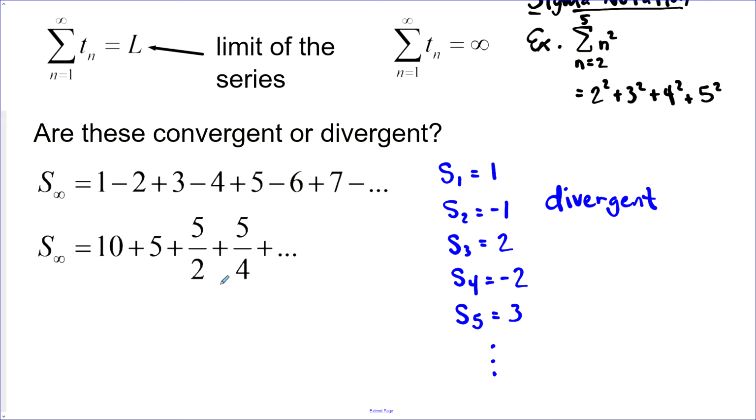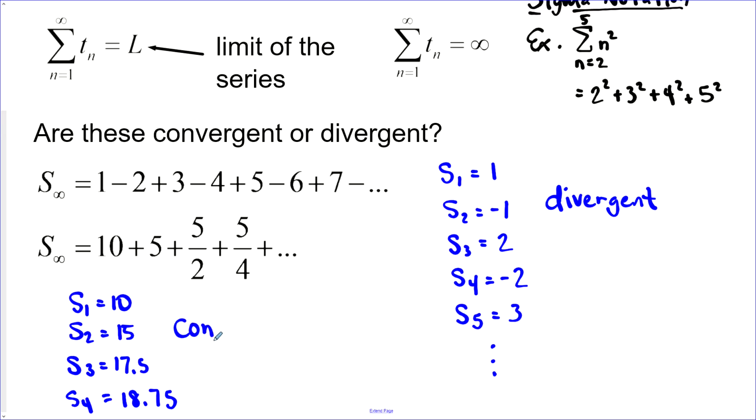Let's look at the next one. S1 would be 10, S2 would be 15, S3 would be 17.5, and S4 would be, adding this, 18.75. I think that's enough to see that although we're increasing, we're increasing less and less each time, so we're going to eventually get closer and closer to a specific value. So this one is convergent.